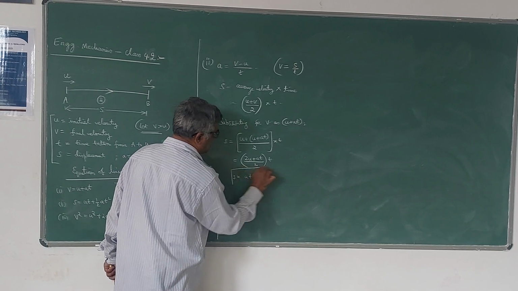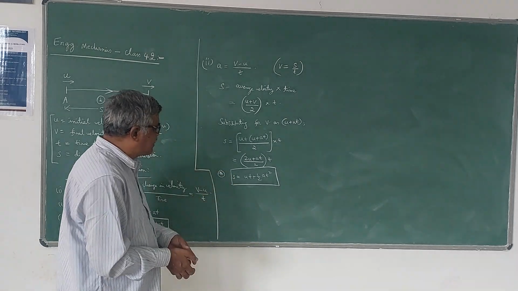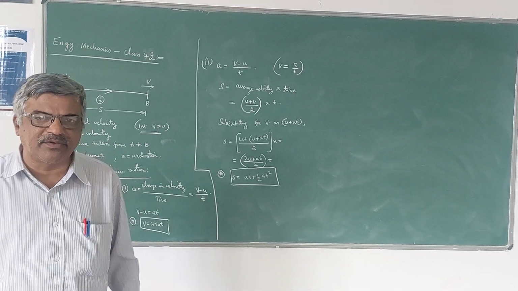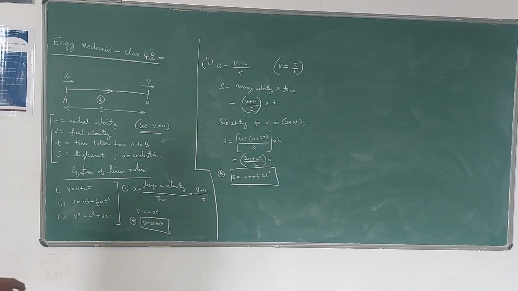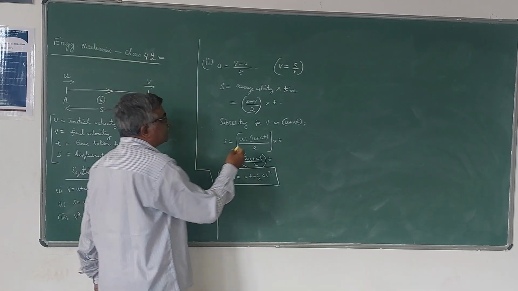You can see that this is a very simple derivation. The second equation gives the relationship between u, t, a and s. The first equation gives the relationship between u, v and t. Now we will go to the third equation.